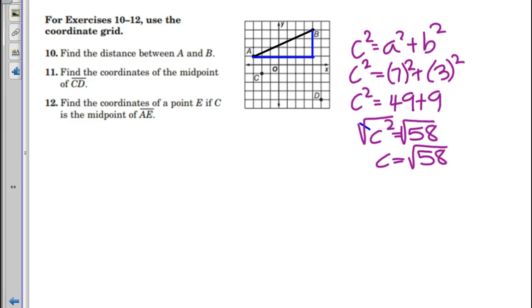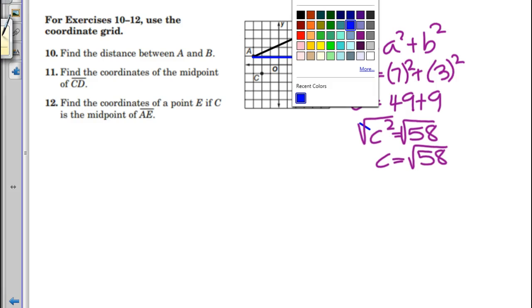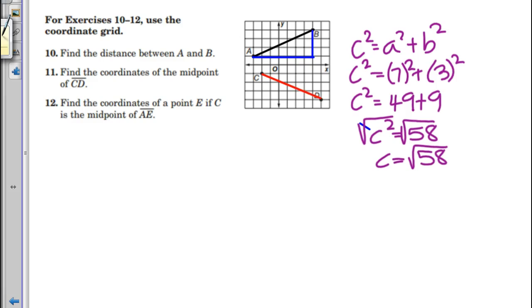All right, the next one says find the midpoint of CD. So from C to D, I want the middle of that guy right there. Somewhere right in here, midpoint. When I want to find the middle, I want the average. So I'm going to add the x coordinates together, divide by 2, take their average. Add the y coordinates together, divide by 2, take their average.